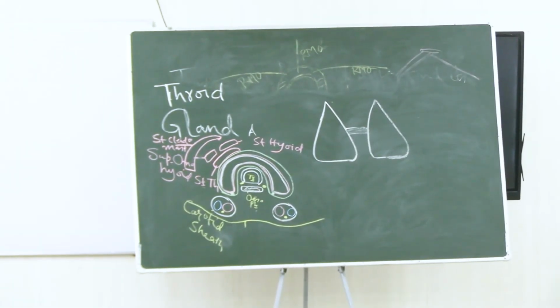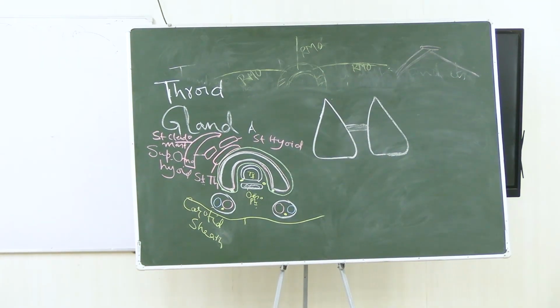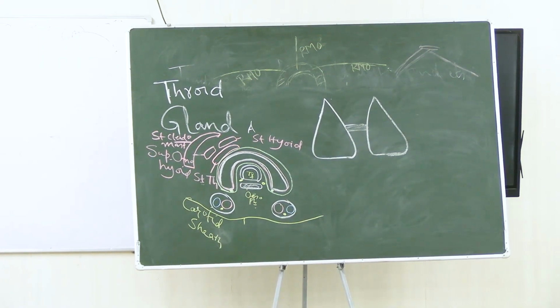Superior thyroid artery. Superior thyroid, very good. From where is it coming? It is coming from the external carotid artery. The external carotid is coming from where?